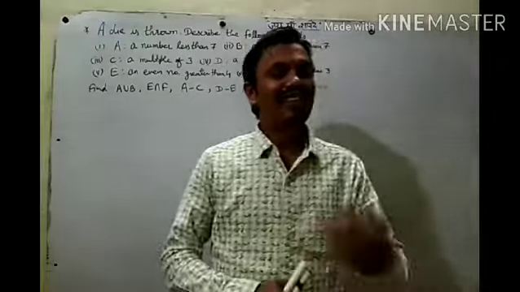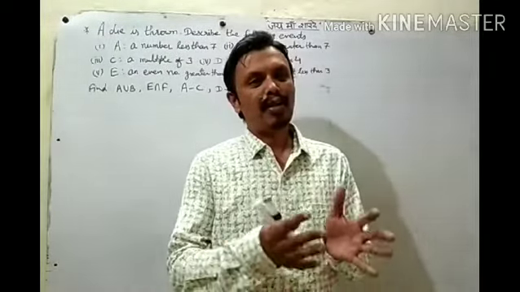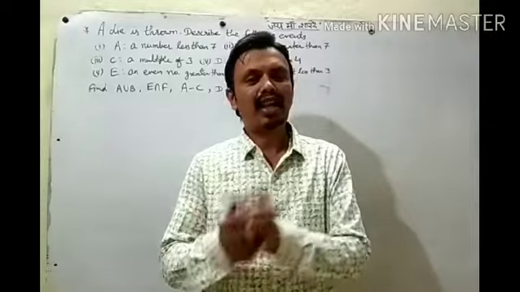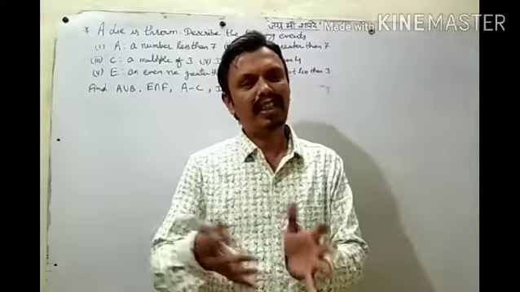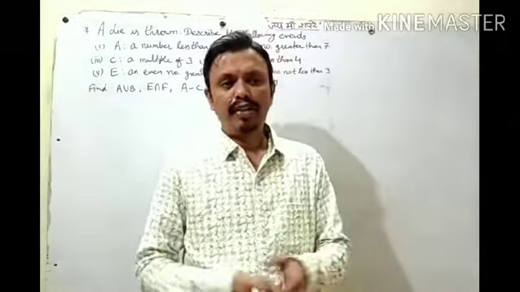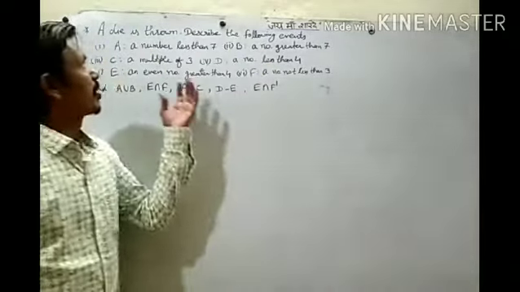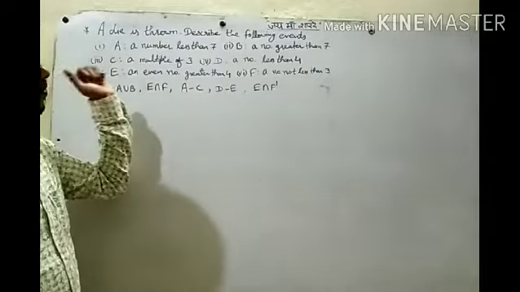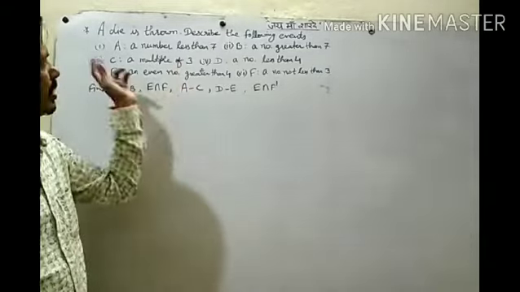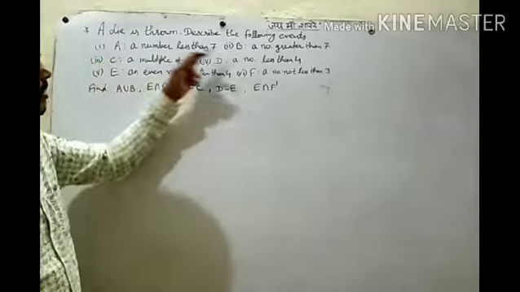Students, in the last class we discussed events and types of events. We discussed many events. Today we will solve some problems. Our problem is: one die is thrown, then we will describe these events A, B, C, D, E, F.